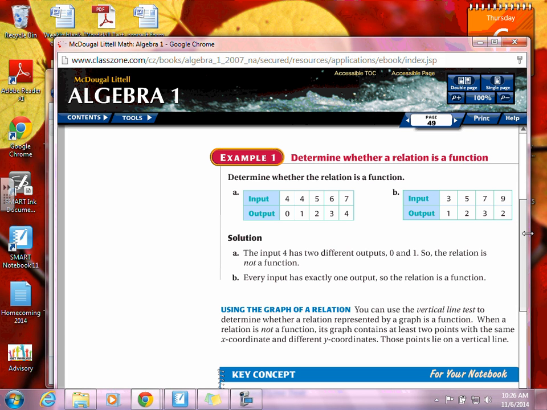All right, now, if I took a vertical line and passed it through this, do you see how the vertical line would go through the first 2 dots? Remember, a vertical line is an up and down line. Do you see how it passes through 2 dots? It's not a function. It doesn't pass something called the vertical line test.